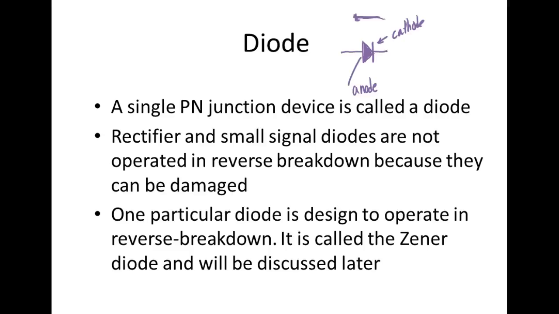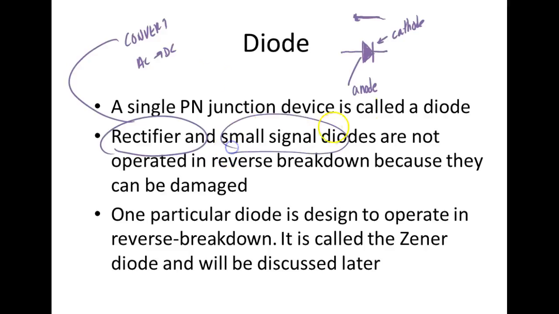We have two categories basically. We have rectifier diodes. Does anybody know what a rectifier is? These are diodes that we're going to use to convert AC to DC. And then we have what we call small signal diodes. We use these for isolation. Normally we use them for logic.